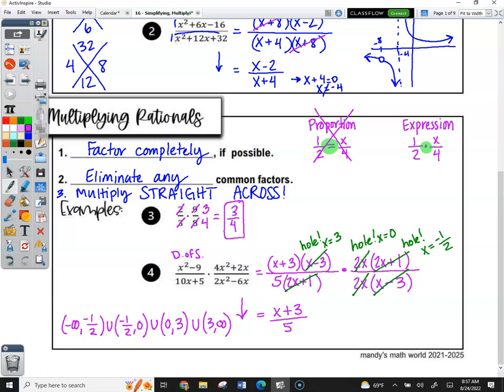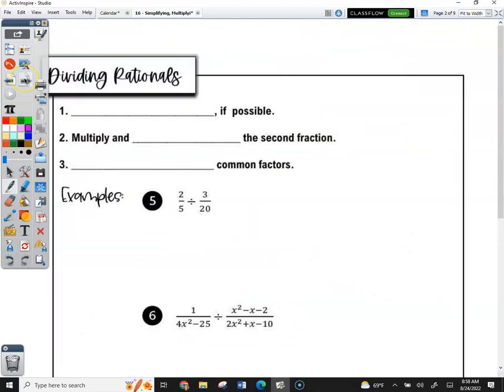Alright, so that's multiplying. We're only going to do 2 examples of multiplying because do you remember how to divide fractions? Keep, change, flip. Which means, are you actually dividing fractions? No. Which is why I only did 2 multiplying problems, because now we're going to divide, which means we're still multiplying.